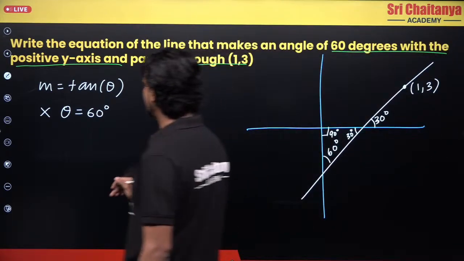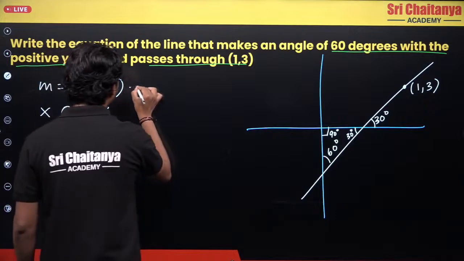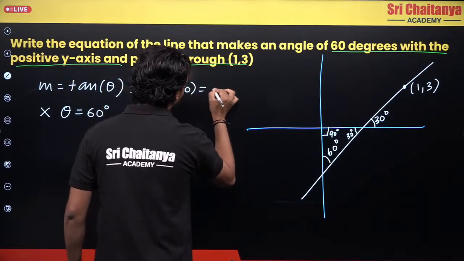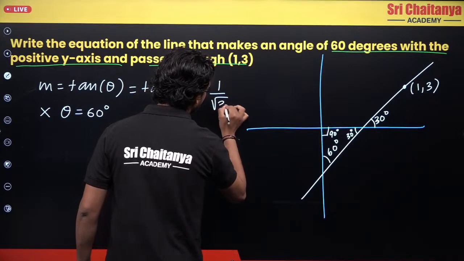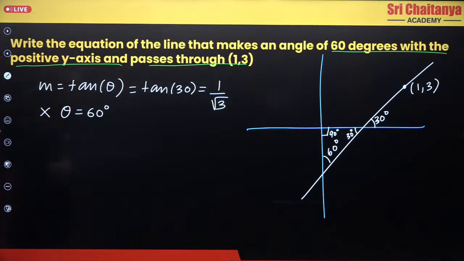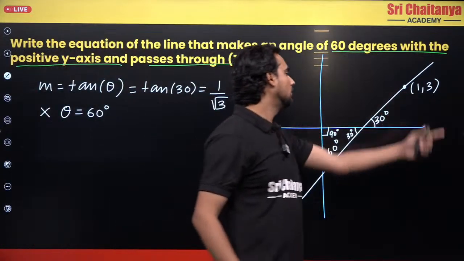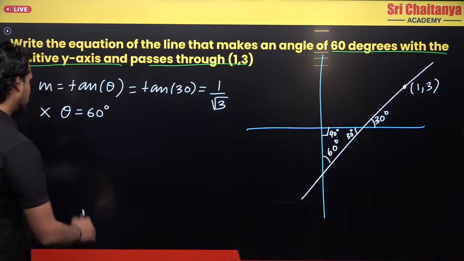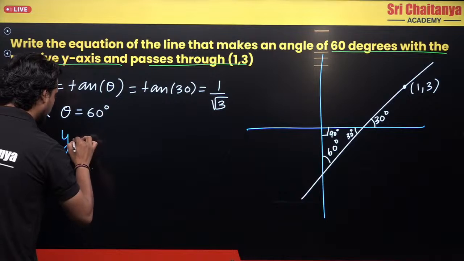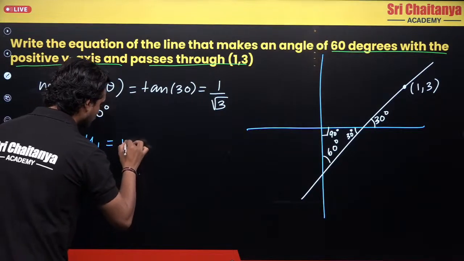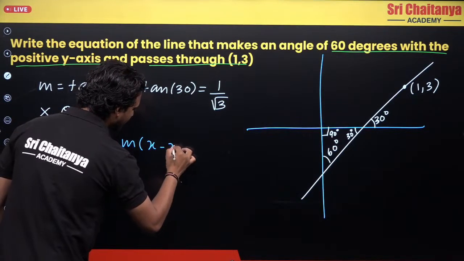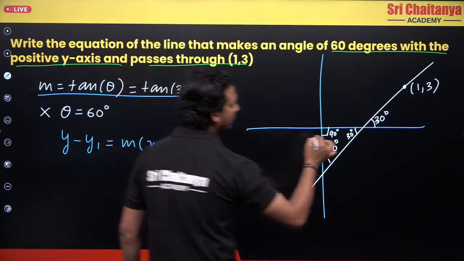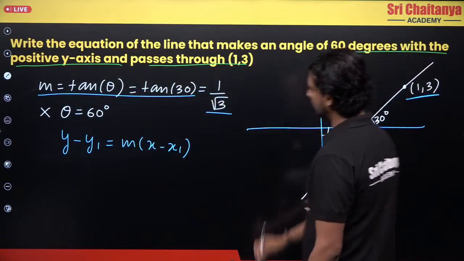So what can I say? What is theta? m is equal to tan 30. And what is tan 30? Tan 30 is 1 by root 3. So I have the slope, and I have the point. Since I have the slope and the point, what is the equation I can write? I can say y minus y1 is equal to m(x minus x1), where m is equal to 1 by root 3 and the point is given as (1, 3).